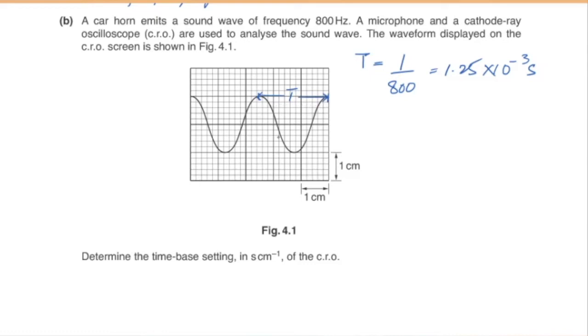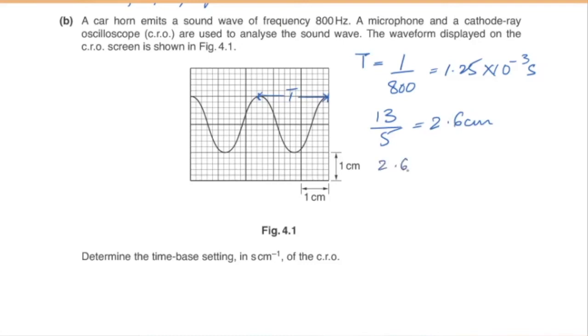So this comprises 13 small boxes, and 1 centimeter is 5 small boxes, as can be seen here. 1, 2, 3, 4, 5. 13 boxes are going to be 13 by 5, and that is equal to 2.6 centimeters. So 2.6 centimeters is for one complete wave.